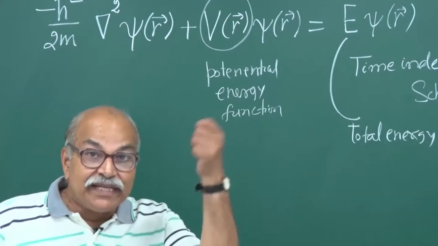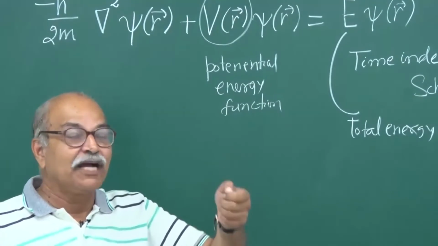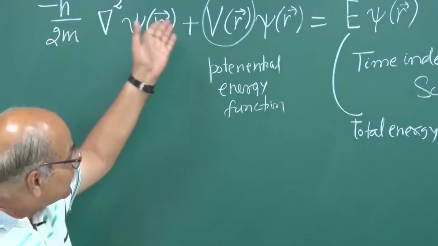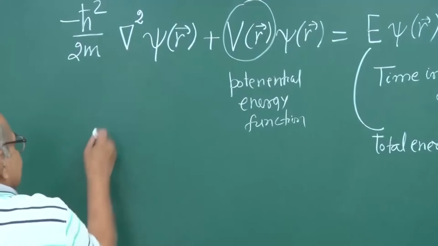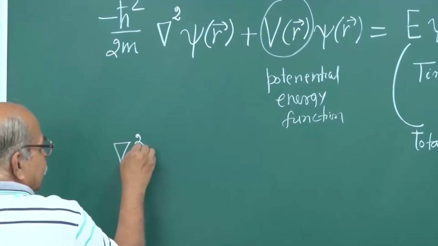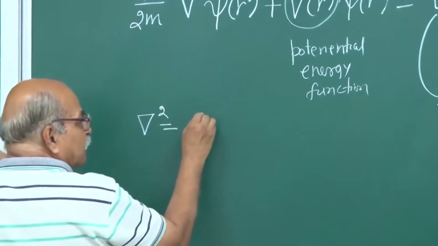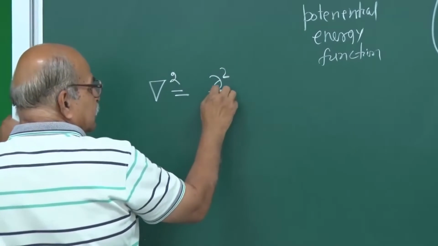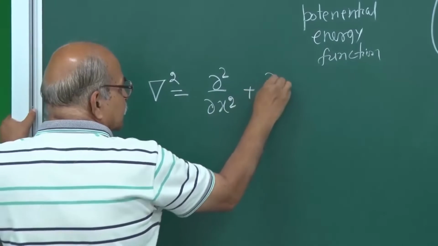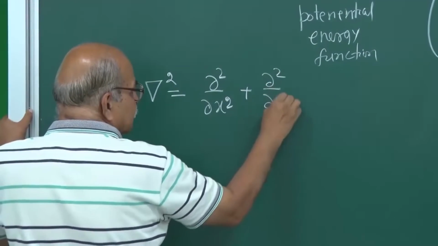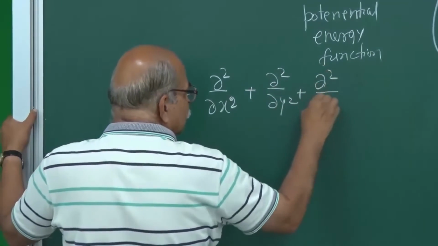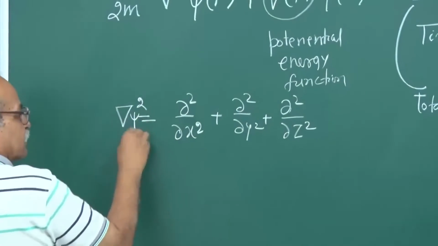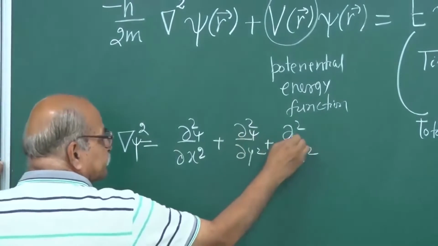And where is that quantization, n equal to 1, 2, 3? How will it be quantized? It will be quantized by this equation itself. So first let me tell what this del squared is. If I am using Cartesian coordinates, it is written with partial differentiation: del 2 by del x squared plus del 2 by del y squared plus del 2 by del z squared. And if you put psi in front of it, del squared of psi, that means this.